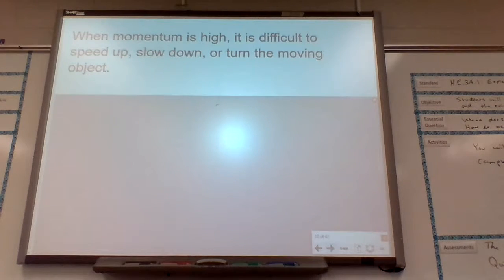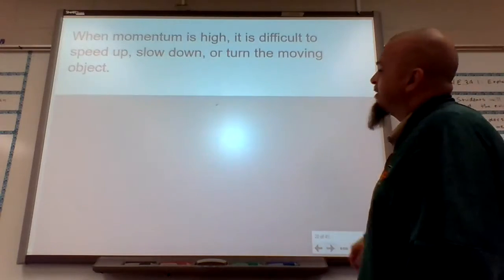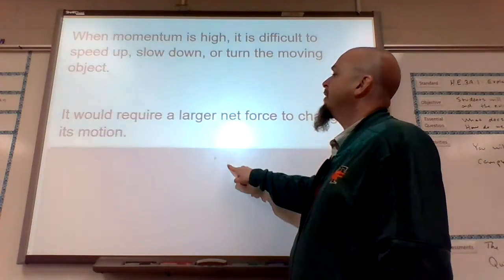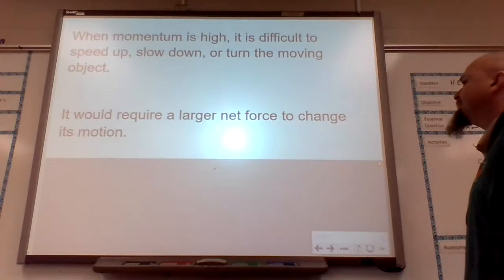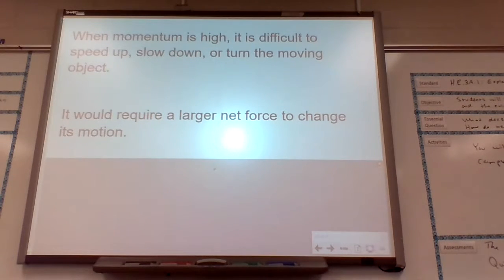But again, this object has to be moving. When an object is not moving, it has inertia, but it has no momentum. And again, that's because momentum is also going to be based on velocity. It still means the same thing.